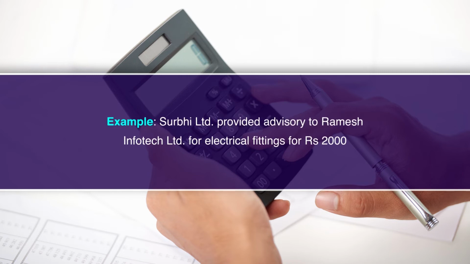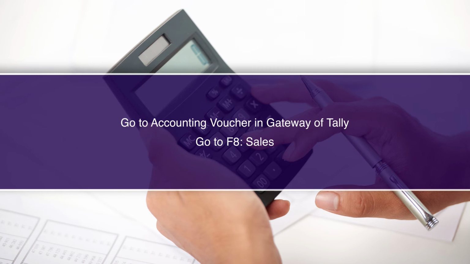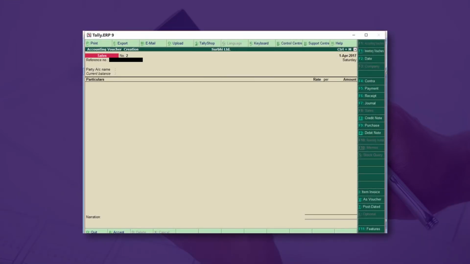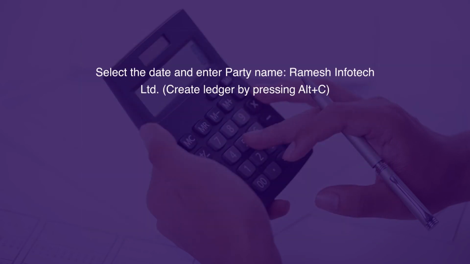Let us understand this creation by taking an example. Surbhi Limited provided advisory to Ramesh Infotech Limited for electrical fittings for rupees 2000. For this, we will go to the accounting voucher in Gateway of Tally as usual. Then we will go to F8 Sales on the vertical button bar. Now click accounting invoice and the screen will be as this. Here you can see the sales voucher number 2. There is a reference number, party name, account, current balance, particulars, rate per unit and amount, and then there is a narration.